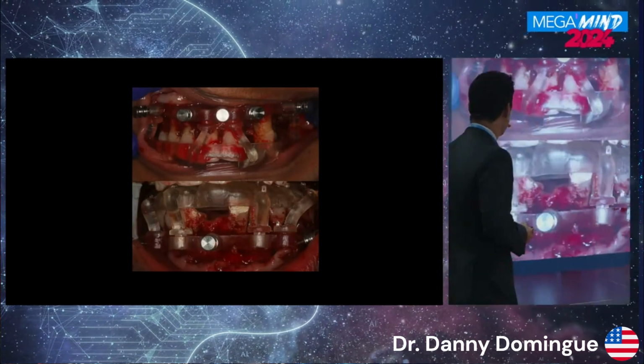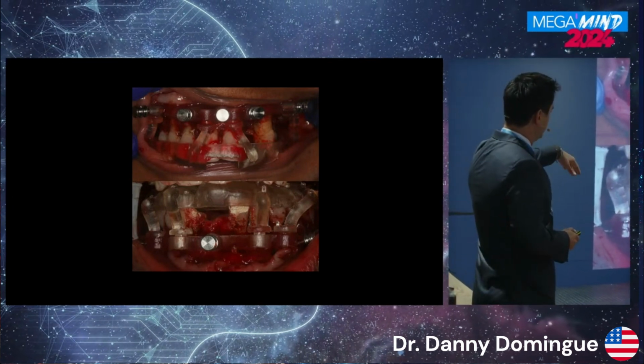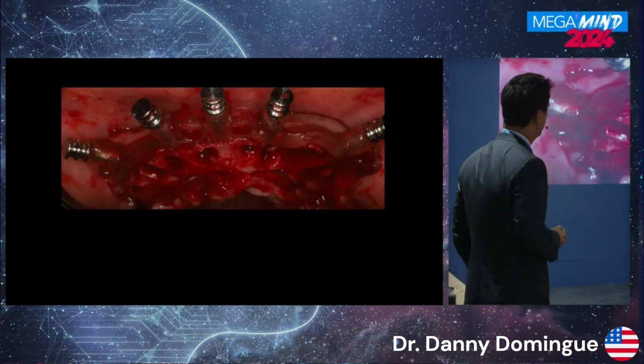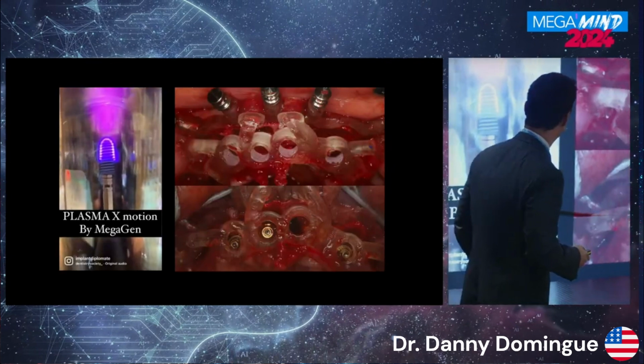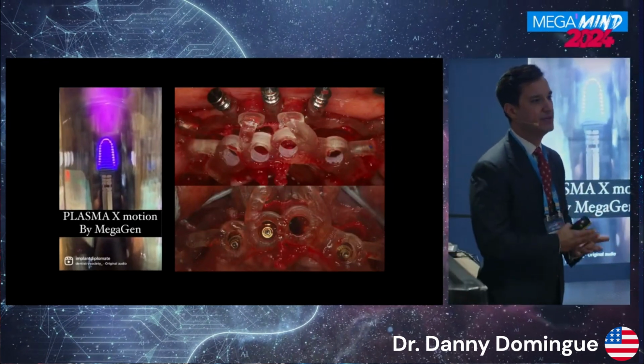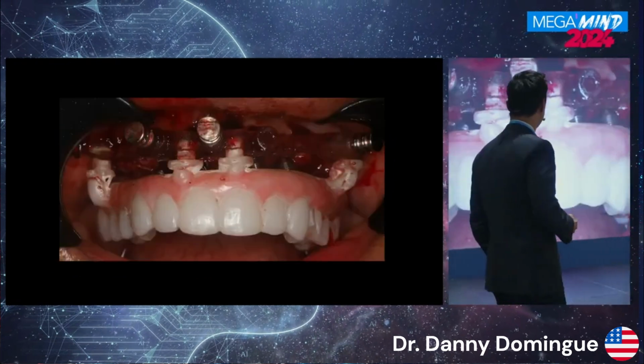So this is the day of the surgery. Bone reduction guide in place. This is going to be how our guide works. Take it out, and we're going to reduce our bone, place our implants through our guide, and plasma X motion every single implant. We need to get great bone-to-implant contact immediately if we're going to immediately load implants in this patient's mouth.